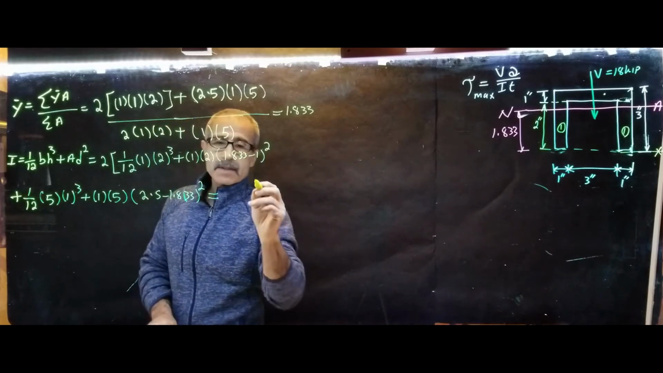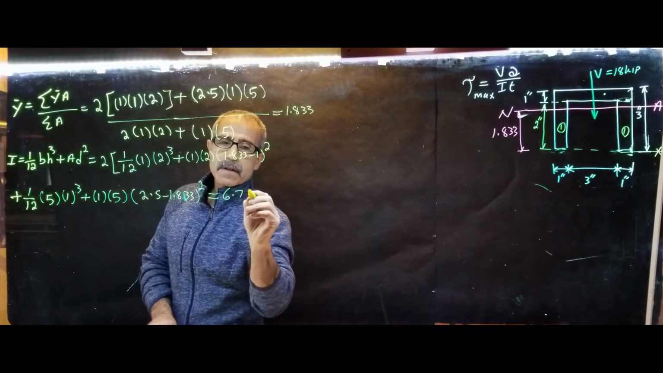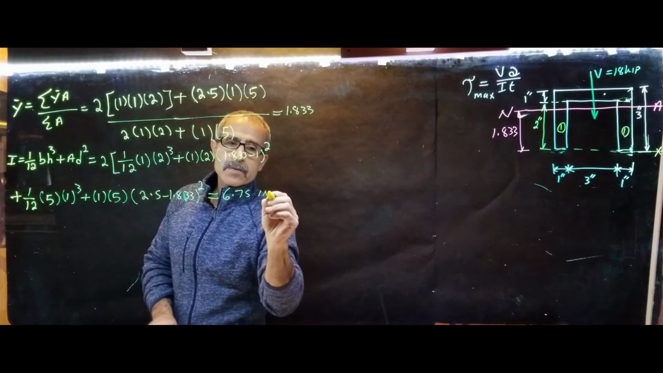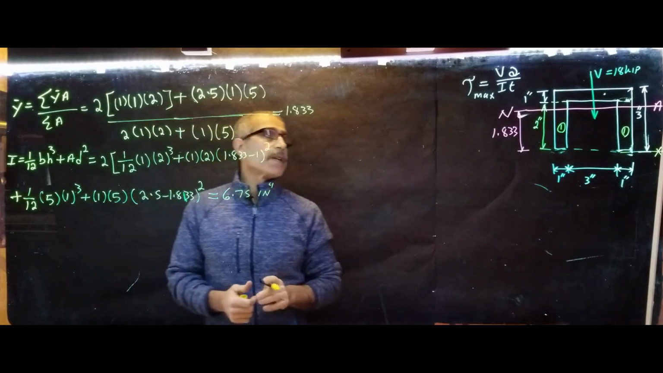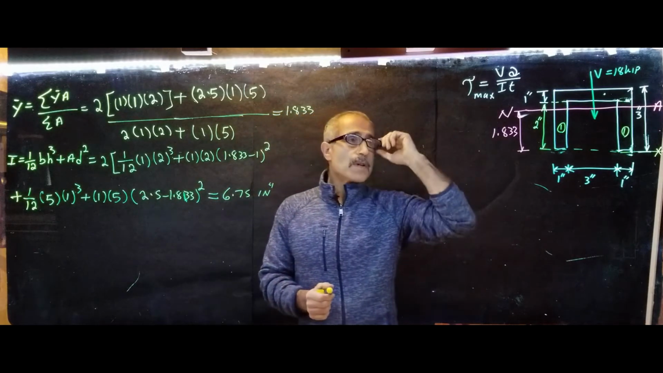That comes out to 675 inch to the power 4. All right, now we've got the moment of inertia. Let's go find the Q.